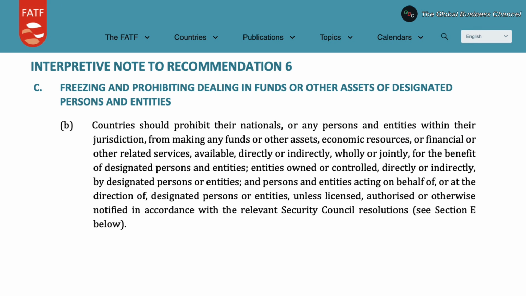Number B, countries should forbid their citizens and anyone within their borders from providing funds, assets, economic resources, or financial services, whether directly or indirectly, fully or partially, to benefit, number one, designated persons or entities. Number two, entities owned or controlled by them. And number three, people or entities acting on their behalf or under their direction. This is unless it is specifically allowed or approved according to relevant Security Council resolutions.